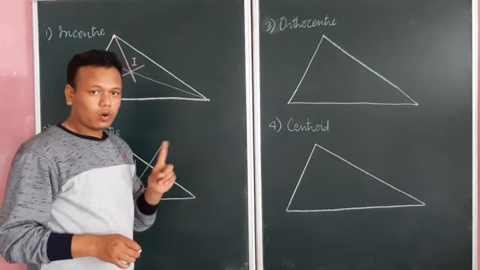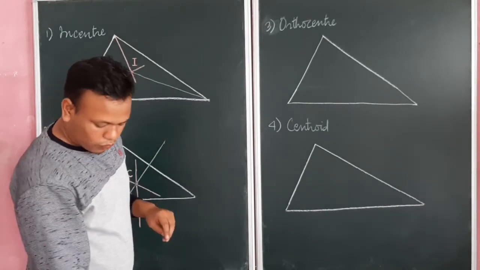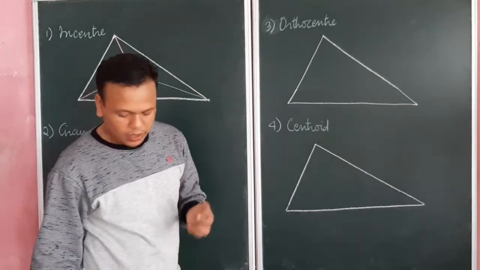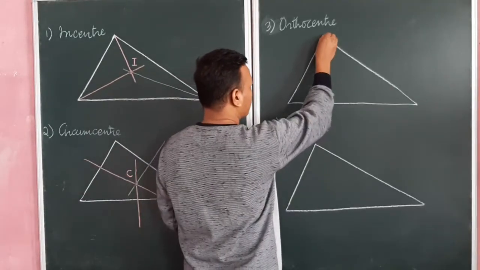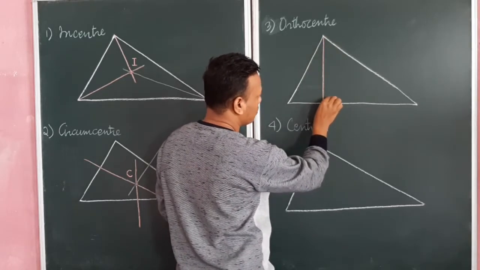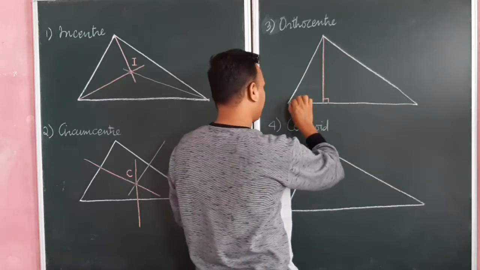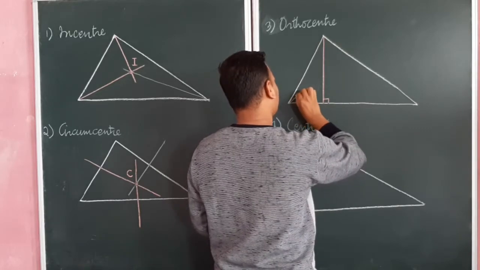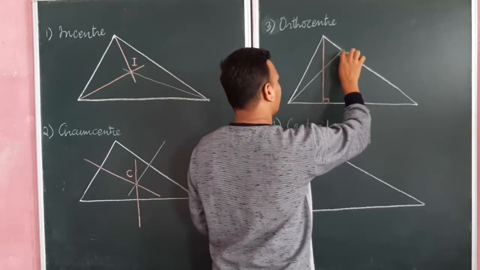Now next is orthocenter, very important. Orthocenter means from each vertex you have to draw a perpendicular. How? Let us see. For example, from this vertex I am drawing a perpendicular. See, this is my perpendicular. Similarly, from this vertex as well we will draw a perpendicular to this. It might not be exact, but assume that this is exactly 90 degrees.